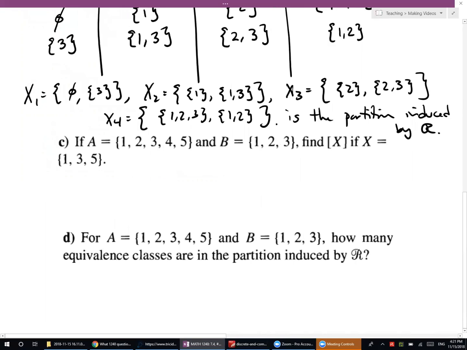Now A is bigger. A is the set {1, 2, 3, 4, 5}, and B is the set {1, 2, 3}. Find the equivalence class of X if X is the set {1, 3, 5}. The equivalence class of {1, 3, 5} is everything that intersects with B and gets the same thing as {1, 3, 5} intersects with B. So first off, what is the intersection of {1, 3, 5} with B? Well, 1 is in B, so it's 1. 3 is in B, so it's 3. And 5 is not. So it's {1, 3}. And so what I'm looking for is everything in the power set of A that when I intersect it with B gives me the set {1, 3}.